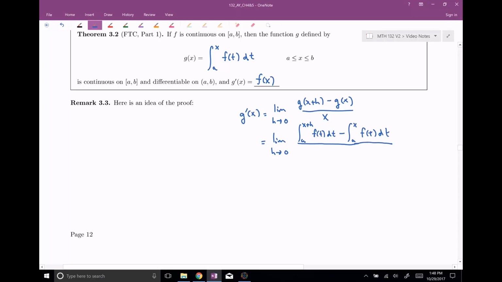all divided by, oops, I did a horrible job here. You're probably screaming at your computer right now. This is supposed to be divided by h. There we go. And now I'd like to be able to simplify this thing in the numerator here, but we really need a better idea of what this is. So I'm going to go ahead and draw a picture here. So here's x, here's some y's, and let's go ahead and draw maybe f of t looks something like this.